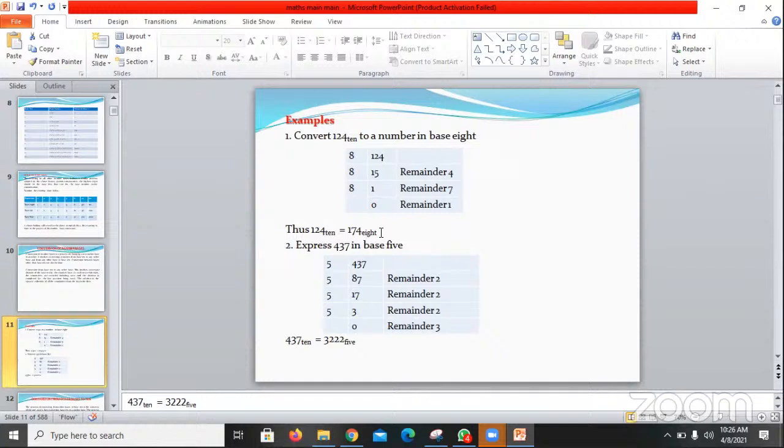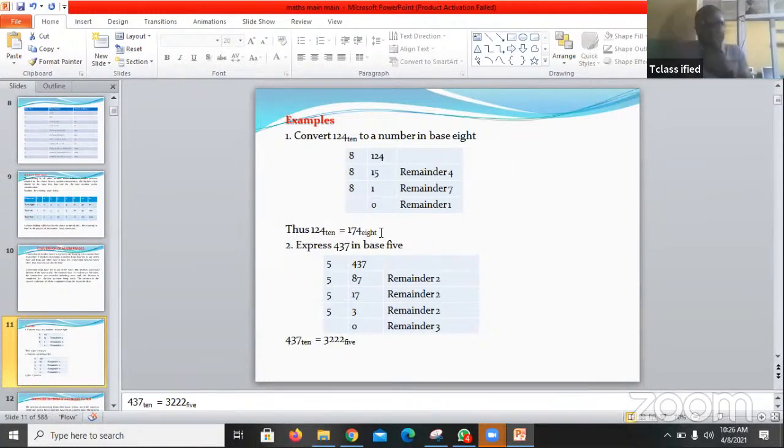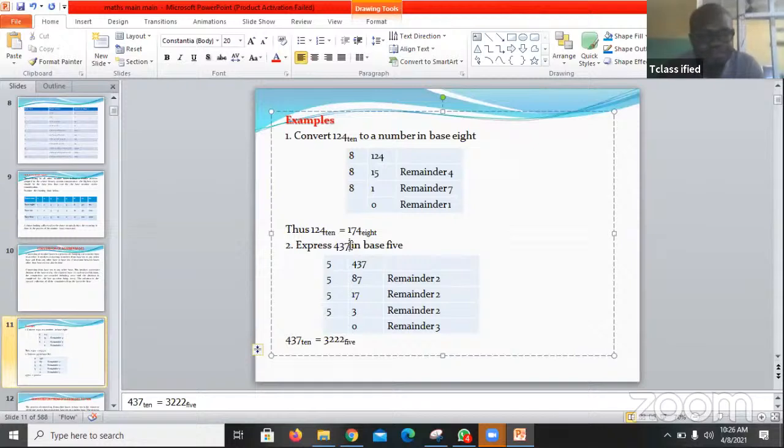Okay, let's move down to the second one, which will also throw more light on what we have. It says express 437 base 10 to base 5. This is actually base 10, so I'm going to write the 10 and reduce it to a subscript. Can you see that? 437 in base 10. We want to convert it to base 5. So what do we do? Because we are converting to base 5, we have to repeatedly divide that number by 5.